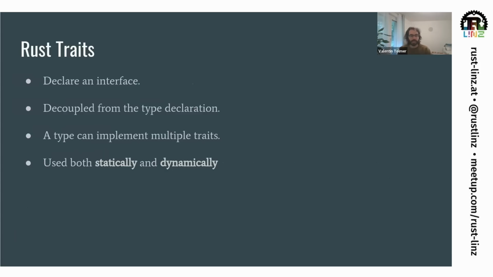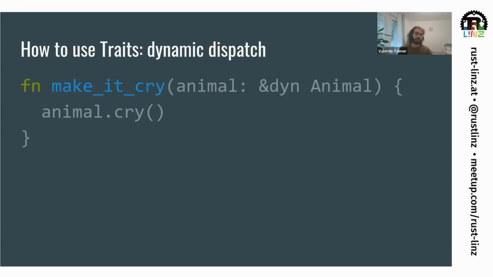So how are they used dynamically? For instance, if you want to write the makeItCry in Rust, you would say, I take a pointer, like a reference, to an animal. But since Animal is not a concrete type, you have to say to a dynamic type that implements Animal. So that's what the little dyn keyword means. And then you can use animal.cry, because it's a method of Animal. And here you only know that it implements the trait Animal, so you can only use methods of the trait Animal.